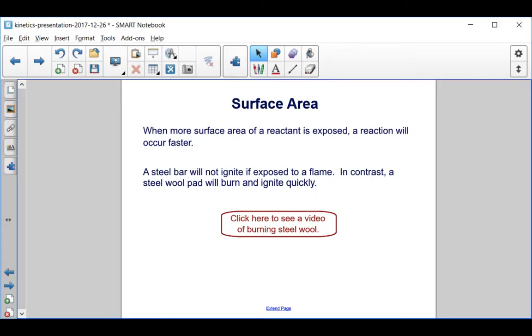So for the steel wool, you could see that the more surface area that was exposed, the much more quickly the steel wool will ignite and burn.